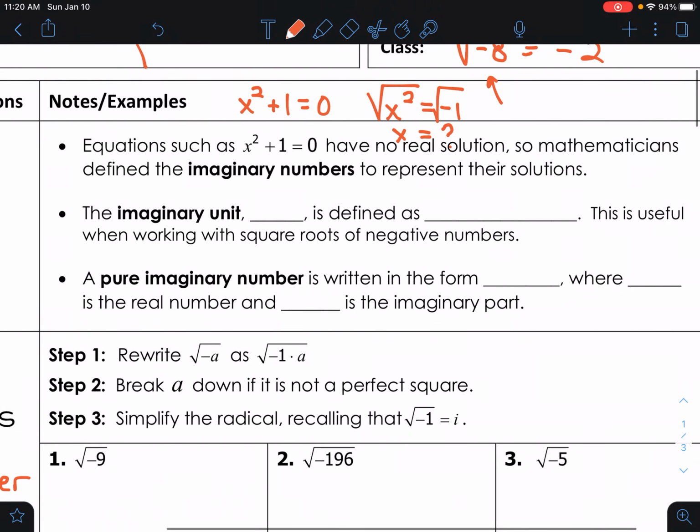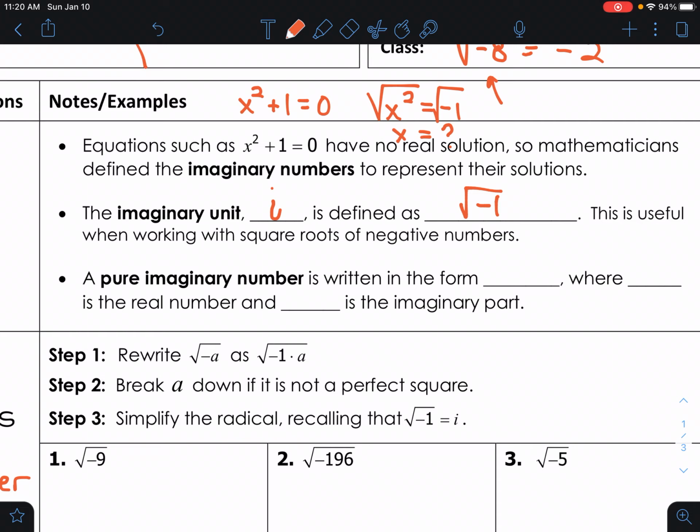So a while back, because of this, mathematicians defined this unit called an imaginary number to represent their solution, so they could start to come up with solutions that made more sense. And they used a script i to represent imaginary numbers. An imaginary number is defined as the square root of -1. i is equal to the square root of -1. So this is useful when working with square roots of negative numbers.